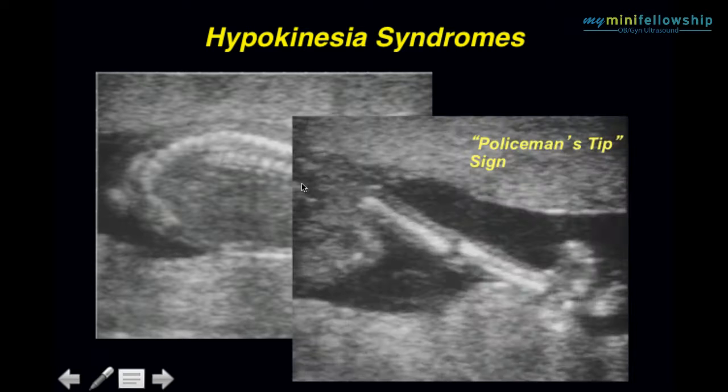That's because these muscles are contracted. But even more importantly, we see that this wrist and arm are held in this very abnormal position. I assure you, you cannot get your hand into that position. So immediately on seeing a hand in that position, you can be confident that you are dealing with a case of a hypokinesia syndrome. This is sometimes called the policeman's tip sign.